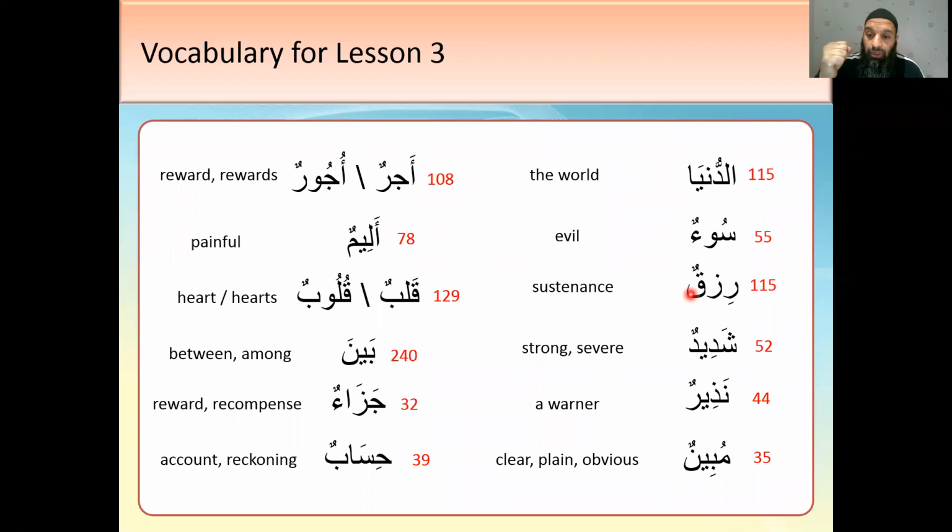Wallahu shadidul iqab. Shadid is strong. Nadhir means warner. Nadhirun mubin. Nadhir means warner. Mubin means clear, plain, obvious. It comes in the Quran: nadhirun mubin, a clear warner.